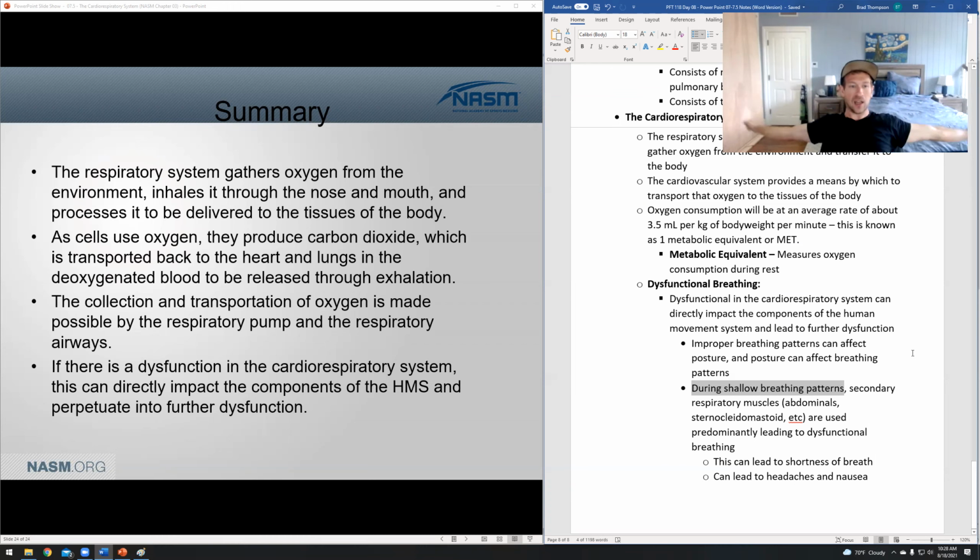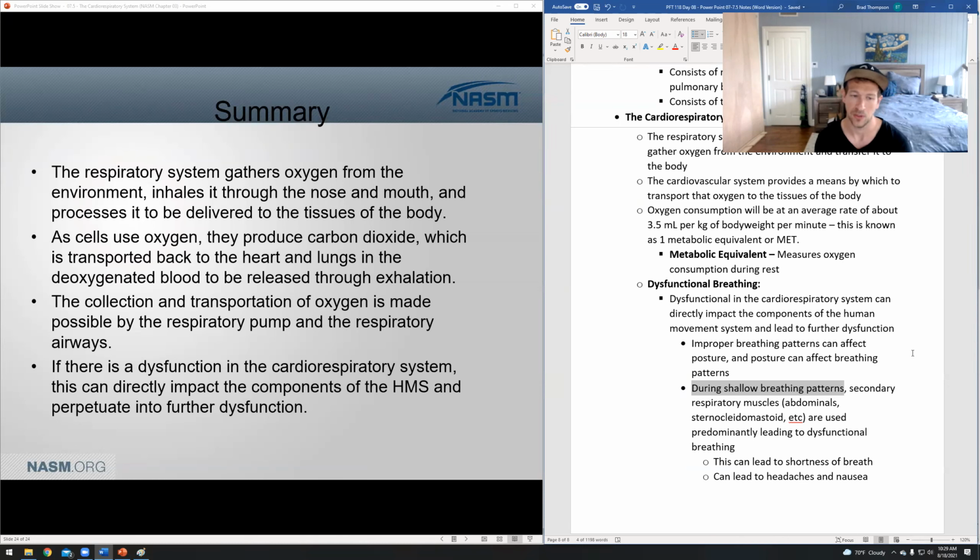So, summarizing everything up, your respiratory system is responsible for gathering oxygen from the environment through your respiratory passageways, and that is all powered by your respiratory pump. As our cells use oxygen, they are going to burn up that oxygen and attach it to some carbon to become CO2. CO2 needs to get out of the body because that is sort of our waste product. So we need to get rid of that, which we will do through exhalation. And so we are going to inhale oxygen and exhale CO2.